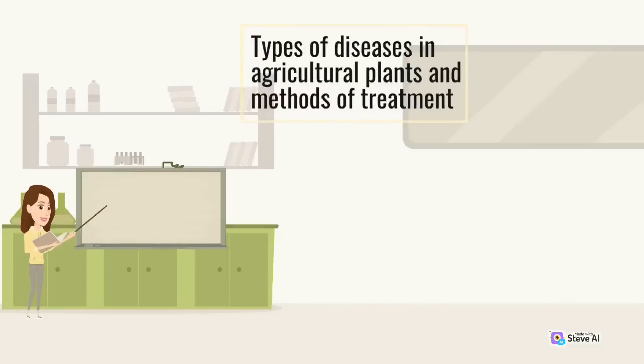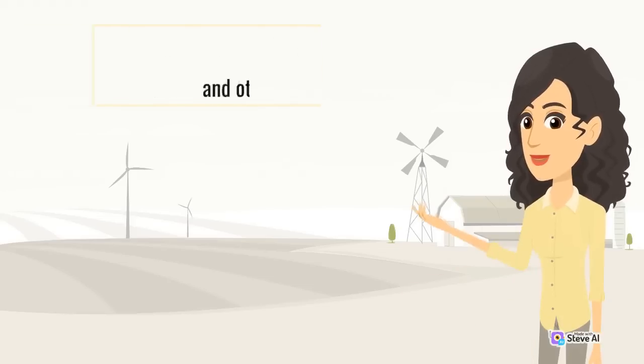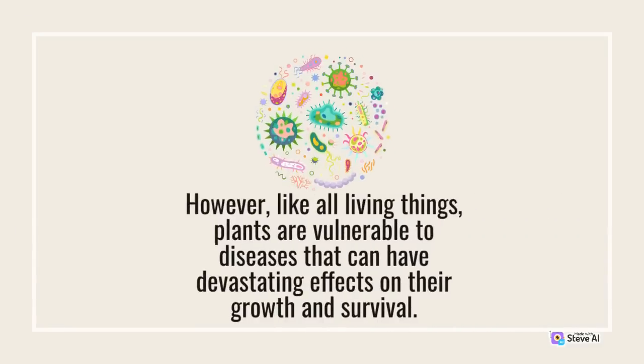Types of diseases in agricultural plants and methods of treatment. Agricultural plants are essential to human life, providing food, medicine, and other critical resources. However, like all living things, plants are vulnerable to diseases that can have devastating effects on their growth and survival.